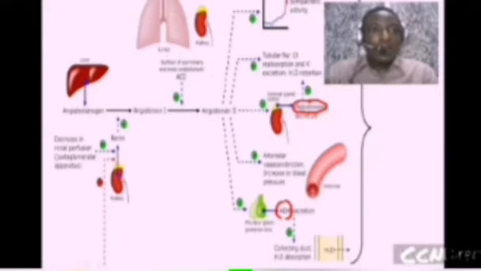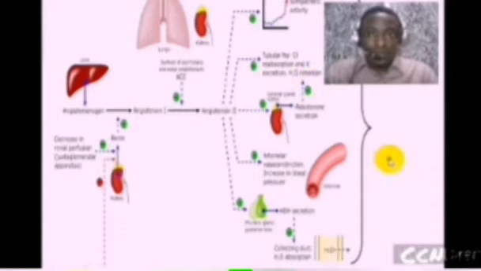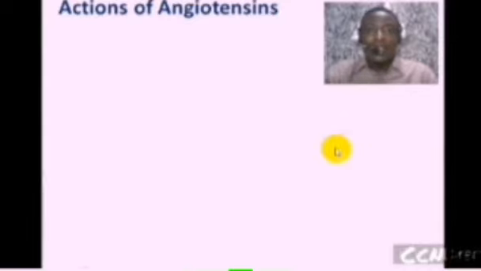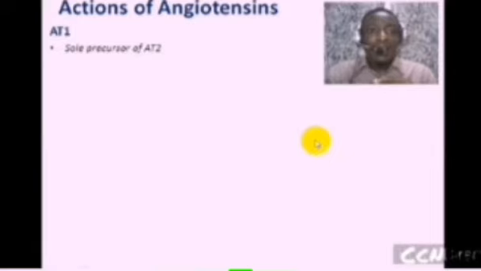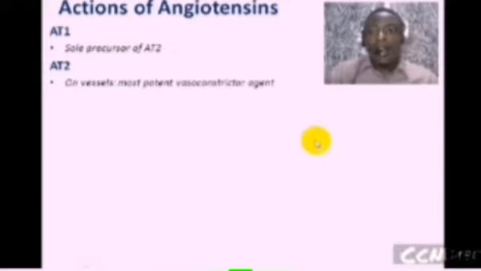Beautiful. Going forward, I have explained the actions of angiotensin in this slide. So on the slide, angiotensin 1 plays a vital role in the generation of angiotensin 2. So it is a precursor of angiotensin 2. It does not have any other role apart from acting as a precursor of angiotensin 2. Angiotensin 2 has the following roles. 1. On the blood vessels, it is a potent vasoconstrictor agent, as I earlier mentioned.